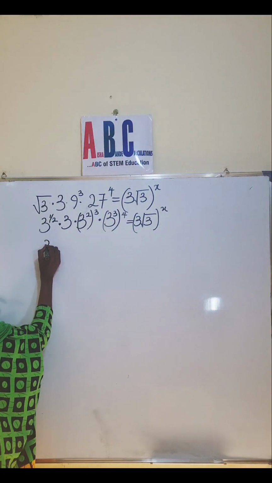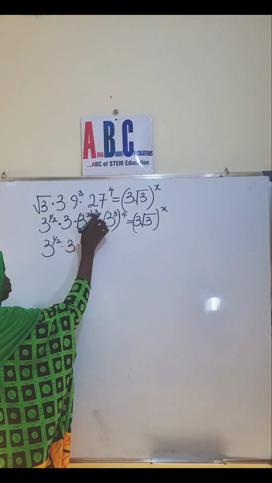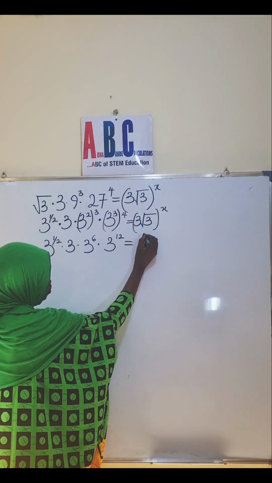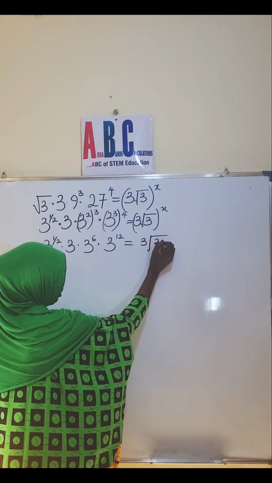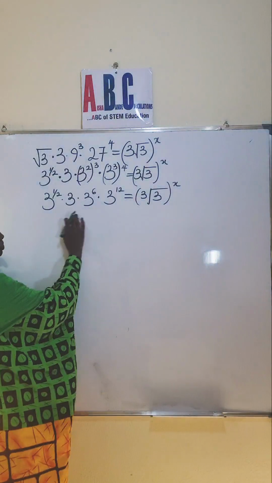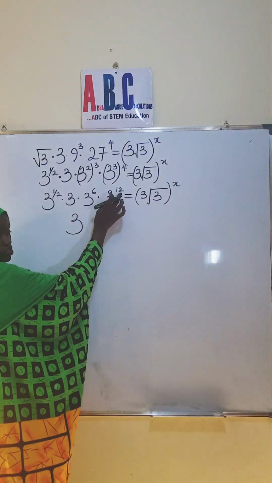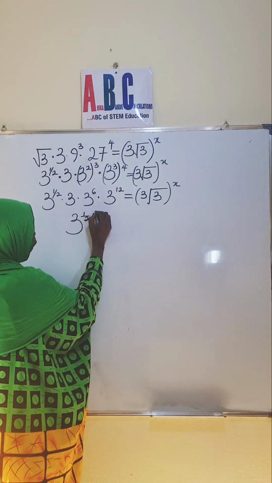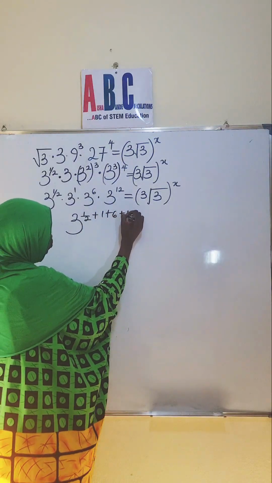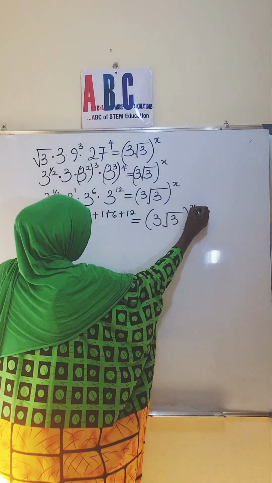So now let's simplify. This is 3 to the power of 1 over 2 times 3 times 3 to the power of 2 times 3 here is 6 times 3 to the power of 3 times 4 is 12, equal to 3 root 3 all to the power of x, right? So now all the bases here are equal. So what we'll do to the power is, since the multiplication, we are going to add the what? The powers. So this is 1 over 2 plus, this is 3 to the power of 1, right? So plus 1 plus 6 plus 12 is equal to 3 root 3 all to the power of x.